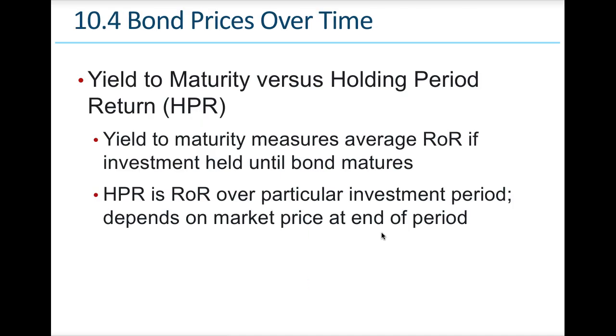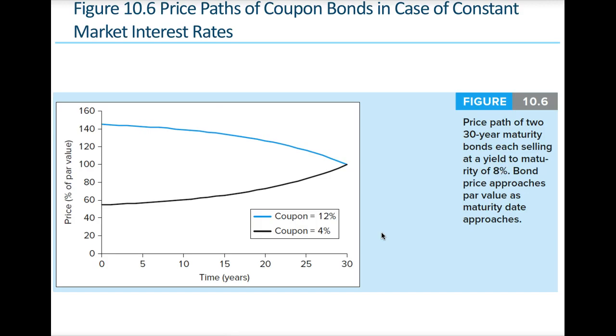Okay. So yield to maturity versus the holding period return. The yield to maturity is something we're going to calculate if the investment is held until the bond matures. But the holding period return of a particular investment depends on the market price at the end of the period that you're holding it. So you may not hold the bond to maturity. These are going to be two separate calculations.